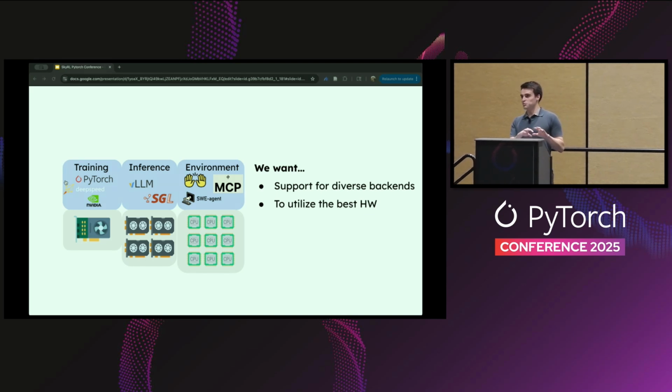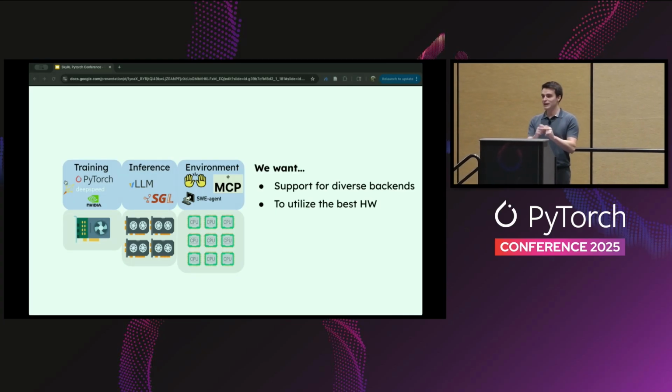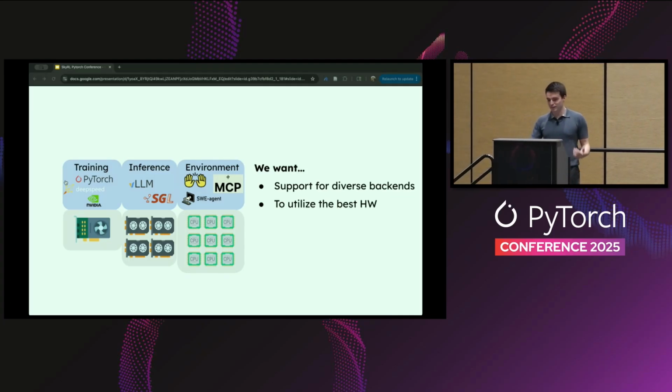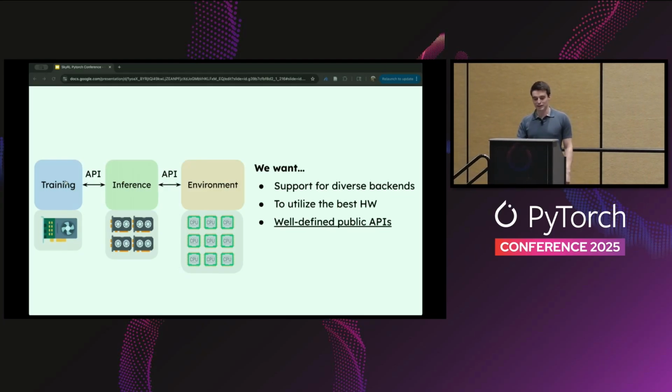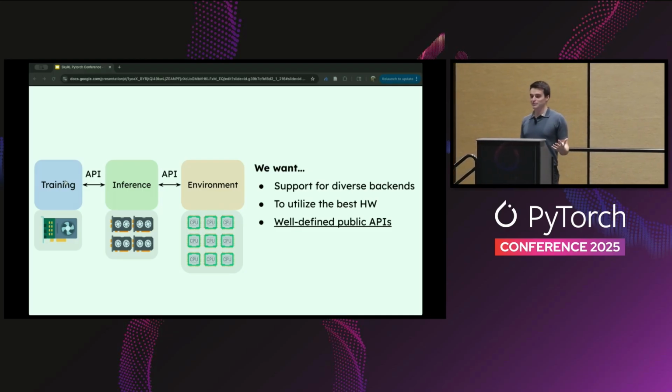And beyond the actual choice of hardware, it's also the scale that we want to be able to separately manage. So even if you're using the same accelerators for training and inference, maybe, as we said before, you want to use more for inference than you do for training. And so you'd really like this independent scaling behavior. And really what subsumes these first two bullet points is what I'm saying is we want well-defined public APIs.